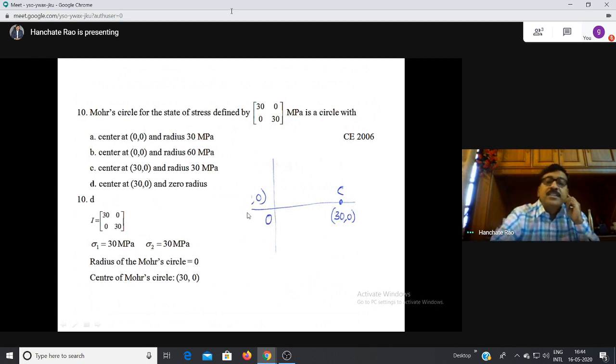So where does the center lie now? Sigma 1 is equal to 30 megapascals, sigma 2 is 30 megapascals, so both are at the same point. Radius is equal to 0. So the same point is the center. It is a single point of radius 0 at 30 and 0 as the coordinates. Center at 0 0 and radius 30 megapascals, not correct. Center at 0 0 and radius 60, wrong. Center at 30 0 and radius 30, wrong. Center at 30 0 and 0 radius, this is the correct answer. D is the correct answer.